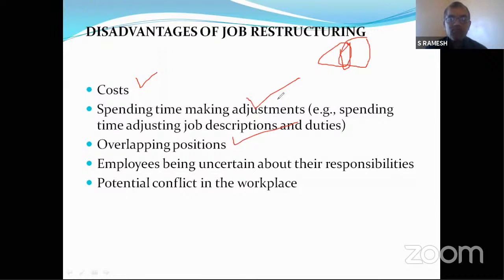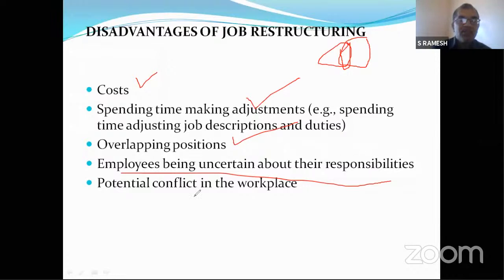Employees being uncertain about their responsibilities, because employees do not know. This day they are working in one kind of task. They are given up one kind of task. Next day, they are being given another kind of task. That is very difficult for them. They will be uncertain about their responsibilities.